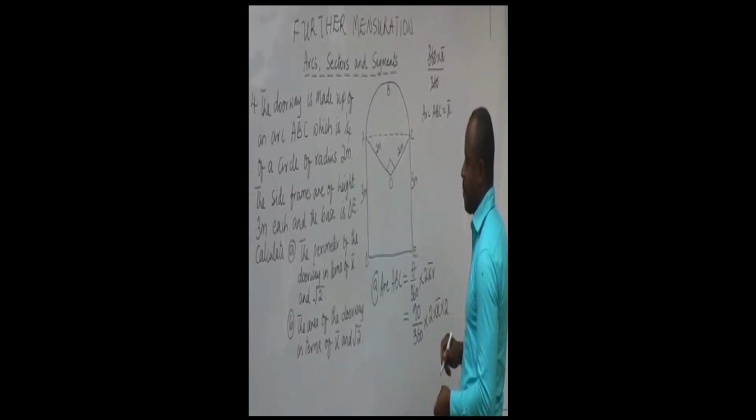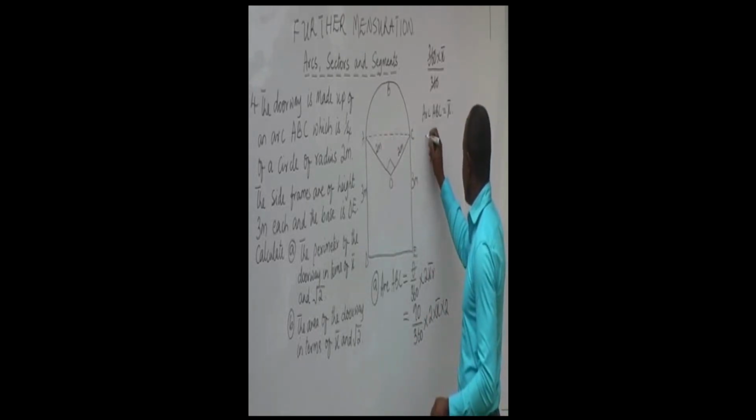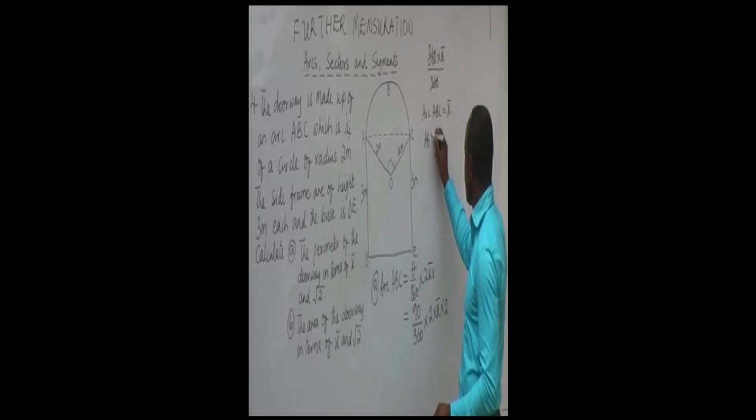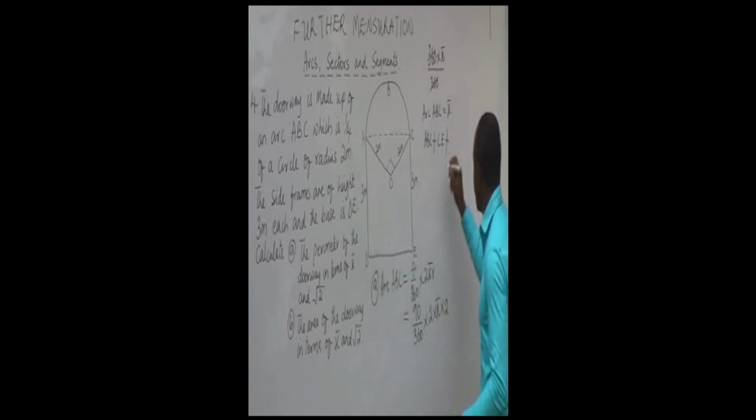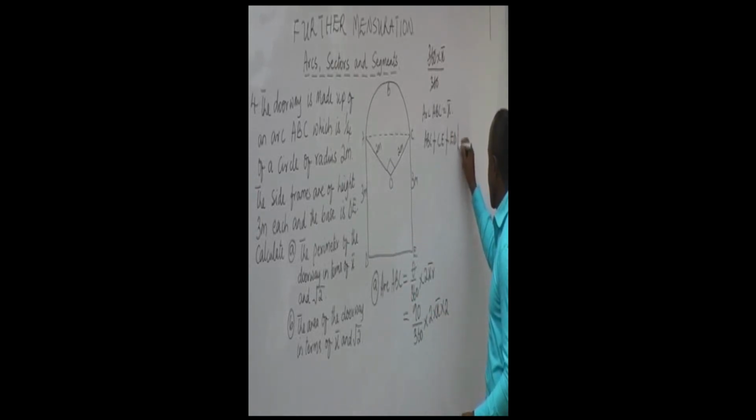The perimeter of the doorway is the length of the arc ABC plus this side CE plus this side ED plus this side DA is equal to the perimeter of the doorway.